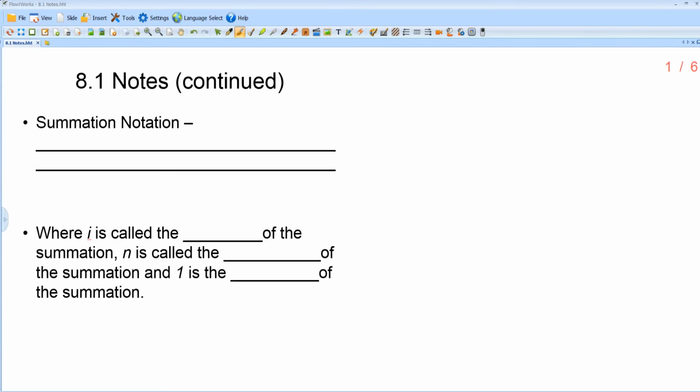All right, welcome to the second portion of section 8.1. We're going to be looking at these last 6 slides, and what we're going to be talking about relates to what we did in the first half of section 8.1. But now we get to what is called summation notation.